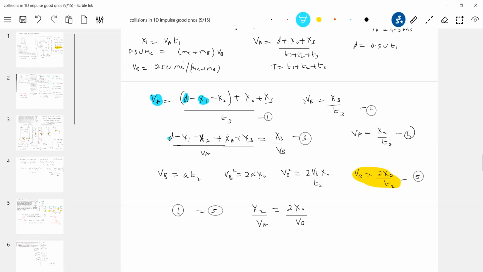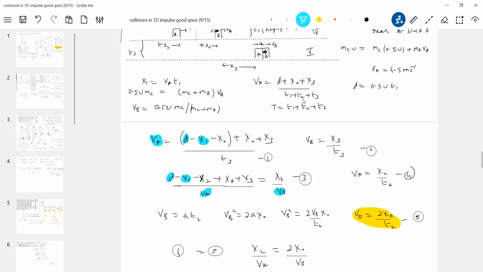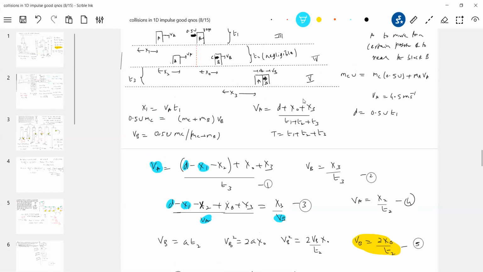Okay, I think I'll come here. D we know, x1 we know, VA we know, VB we know. What we don't know: x2, x0, x3. I got one relation between x2 and x0, so x0 I'll replace into x2. Somehow x3 should be replaced in terms of x2. I'll solve it and get the required answer. So what should I do to get x2 in terms of x3?